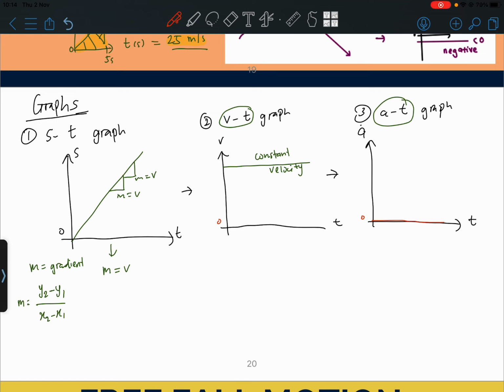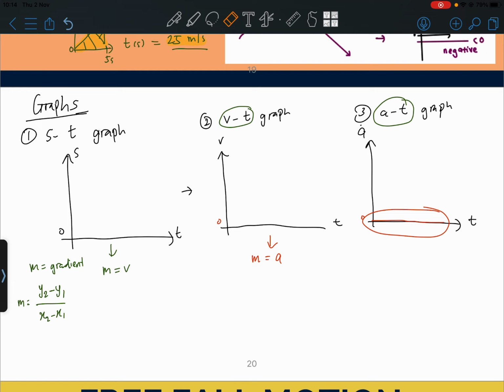You need to remember that the gradient for this VT graph is actually the acceleration. You can see over here the gradient everywhere is 0. So m is 0. Because m is 0, and we know that m is a, automatically a is 0 too. That's why the graph looks like this. So what if you don't have a straight line but you have a curve?